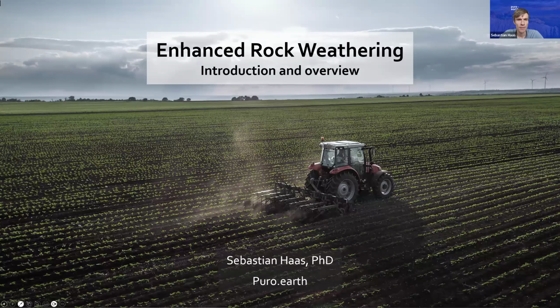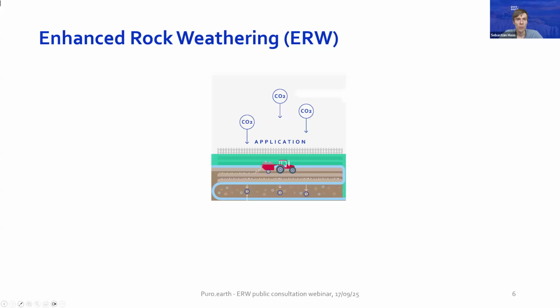All right, let's dive into enhanced rock weathering, starting with an introduction overview. Here I want to give an overview of what we're talking about when we talk about enhanced rock weathering, which I'll also be calling ERW throughout this presentation. Broadly speaking, we're talking about spreading eligible feedstock onto soil, usually agricultural fields. Eligible feedstock usually is natural rocks, but it can also be similar substances such as slags, mine tailings, recycled concrete, or cement kiln dust.